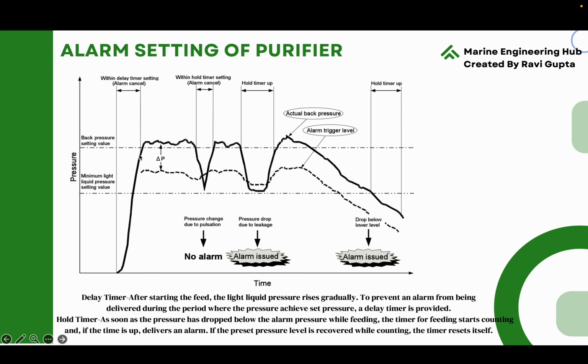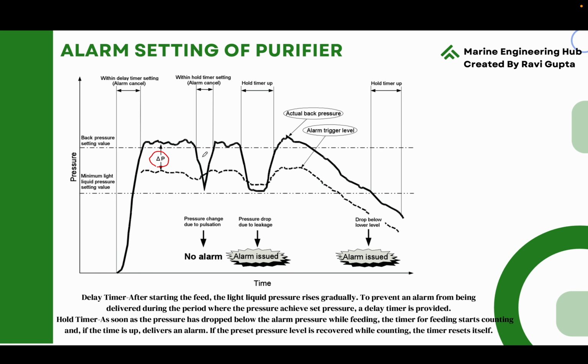Now when we are starting a purifier, the back pressure comes after a certain period of time. So at that time there is a delay. If the pressure does not come within this period of time, then the alarm will be triggered. This delay is provided to remove any unnecessary alarm. After that, it maintains a pressure difference of P with the alarm level. So if a pressure difference of P is maintained between the light pressure setting and the back pressure setting, then the alarm will not be triggered.